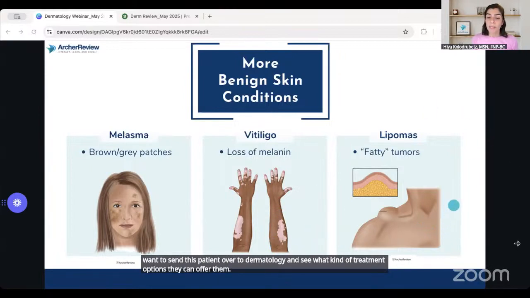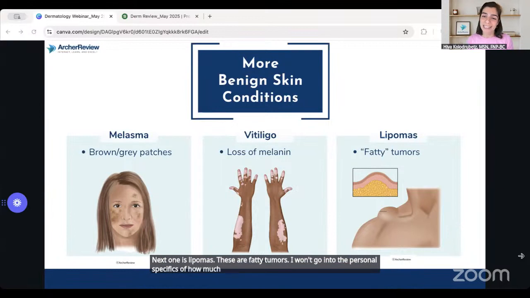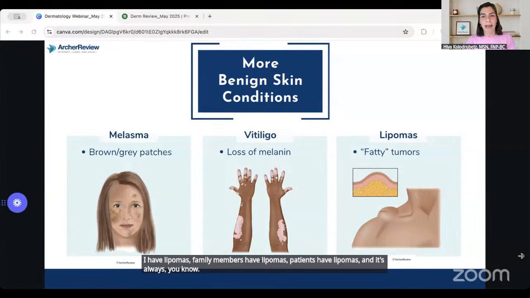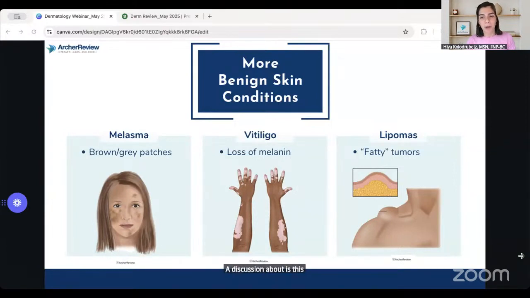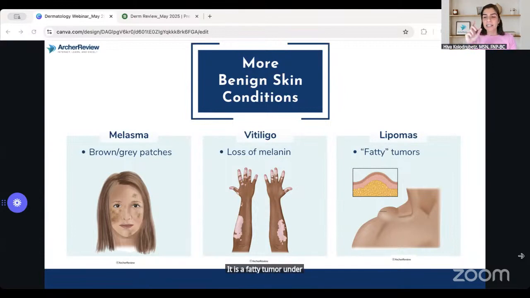Next one is lipomas. These are fatty tumors. I won't go into the personal specifics of how much I know how to identify lipomas. I have lipomas, family members have lipomas, patients have lipomas, and it's always a discussion about, is this a sebaceous cyst or a lipoma, and convincing patients that this is not a cyst that I can drain, this is a lipoma, and talking to them about what it is. It is a fatty tumor under the skin. So it's going to feel really squishy and it's going to be movable, right? It's a movable lump.